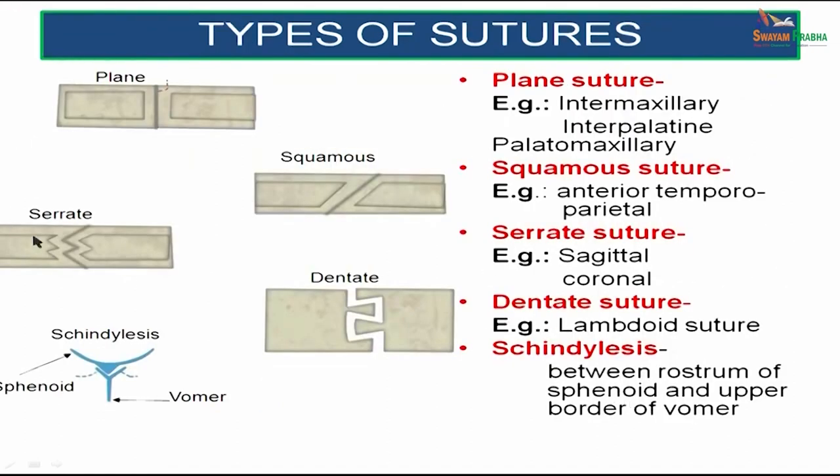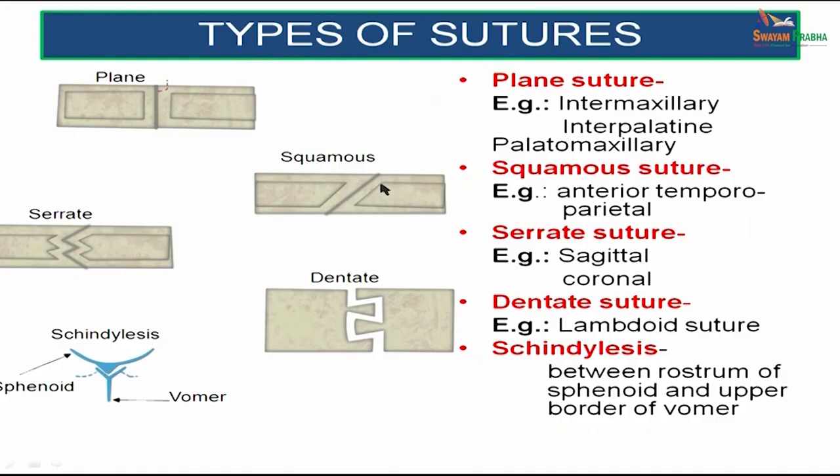There are various types of sutures: a plain suture, a squamous suture, serrate suture, a dentate suture and a syndesmosis. So, what is a plain suture? A plain suture is when the two bones are joined by a fibrous tissue and the surfaces of the two bones are almost vertical, opposing each other. Example is intermaxillary suture, interpalatine suture and palatomaxillary suture.